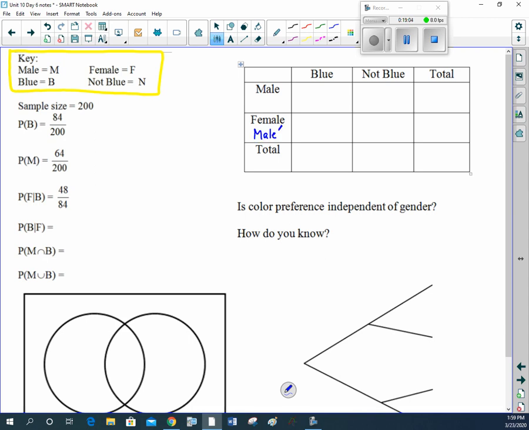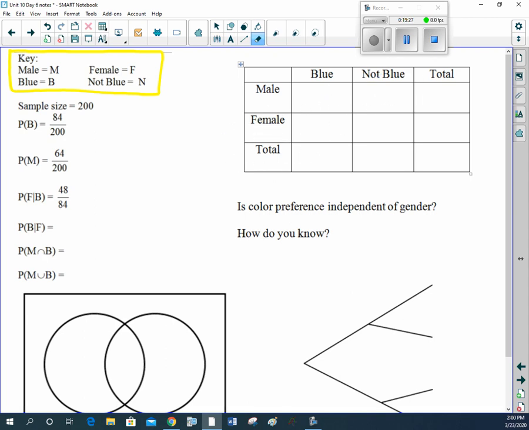Remember we talked about that idea on the very first slide, I think it was day 1 or day 2, where we talked about that not symbol. So like not blue, instead of writing out the word, they would just put the blue with that little apostrophe at the end. That means not blue, same thing. So you may see it written either way.